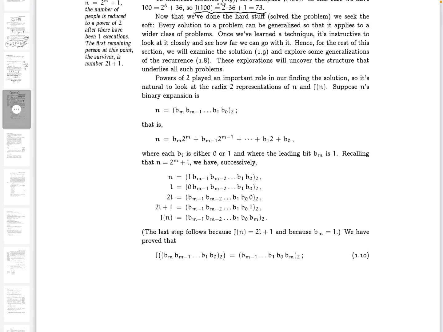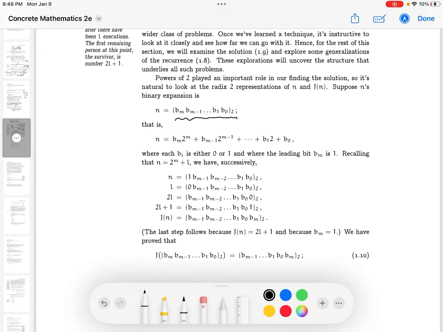We can expand that expression into more generalized forms, considering the case where every n can be represented in radix 2. So for example, when we have the radix 2 representation of n, we have all the coefficients for the powers of 2. We can represent it as (bm minus 1 ... b1 b0) with a subscript 2, which indicates that it's a radix 2 representation of n.